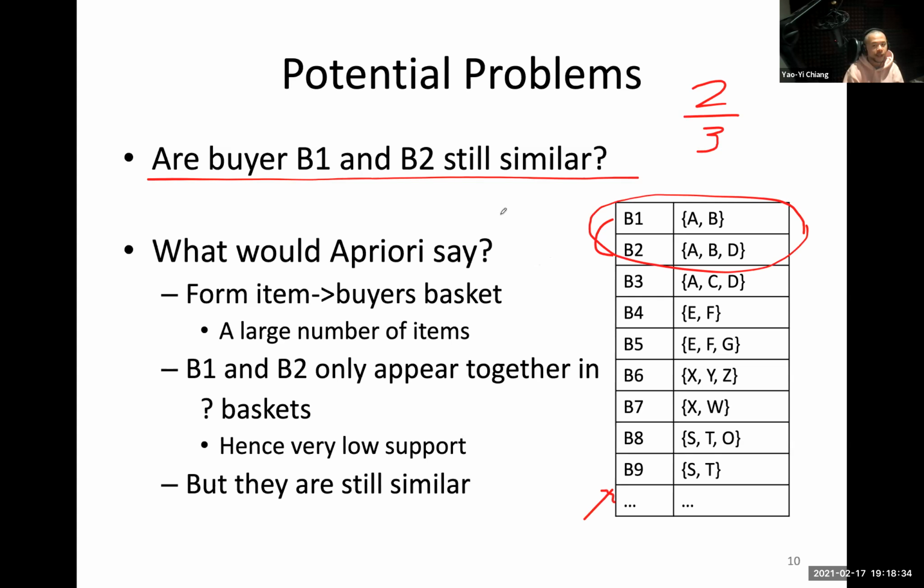But if we are using a priori to help us identify similar buyers, what would be your basket? Anybody? What would be your basket using a priori? Basket items. Remember, we are looking for a relationship between items. So your items should be B1, B2, B3, and so on, okay? And your basket is the items here. That would be A, B, C, and D, right?